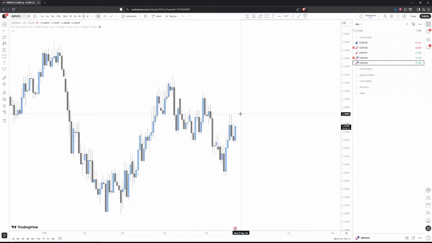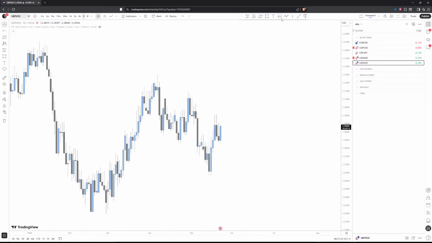Again, over here, GBP NZD has been bullish for the day.